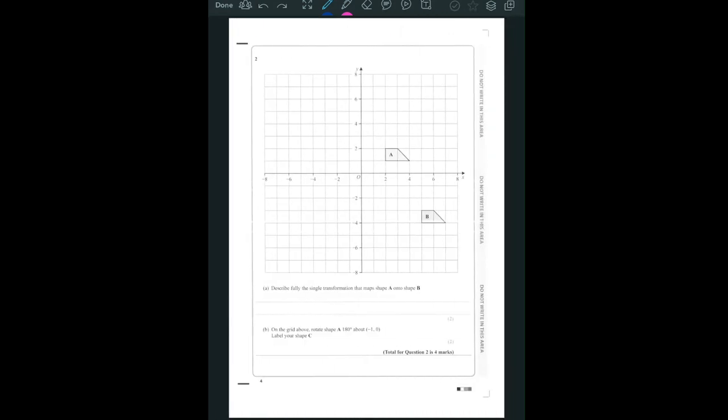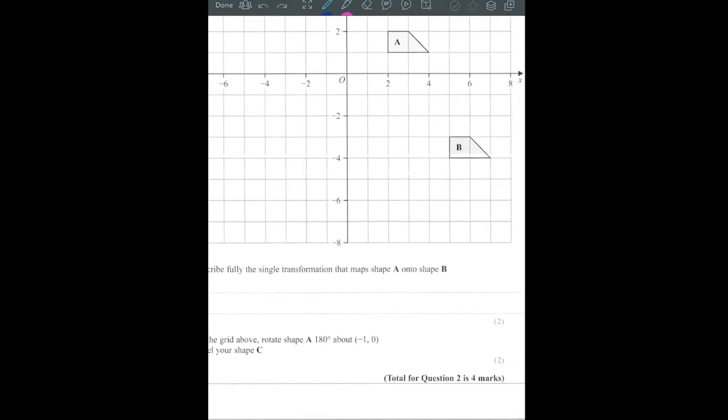Question 2 is a transformations question. Describe fully the transformation that maps shape A onto B. We have 4 transformations: translate, reflect, rotate, and enlarge. If we think about what each of those do, it can't be an enlargement, they're the same size. It can't be a rotation or reflection because they're the same orientation, they're the same way up. So this is a translation.